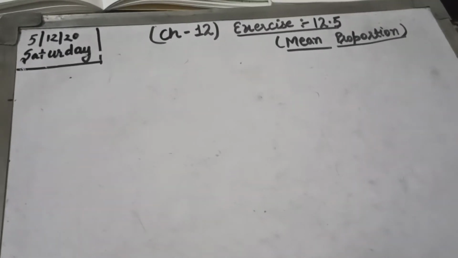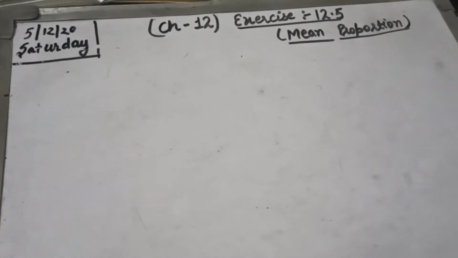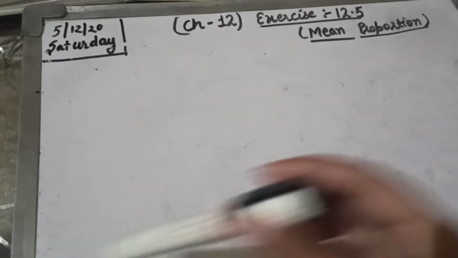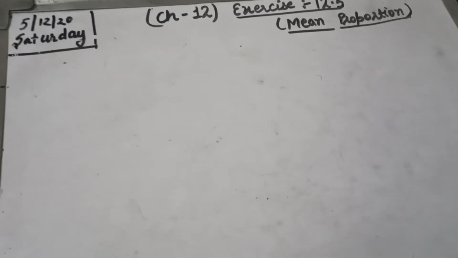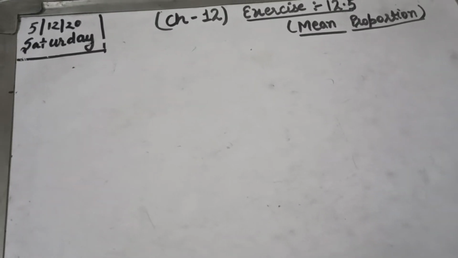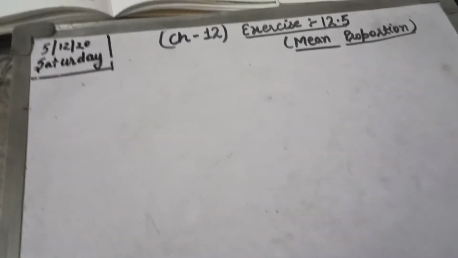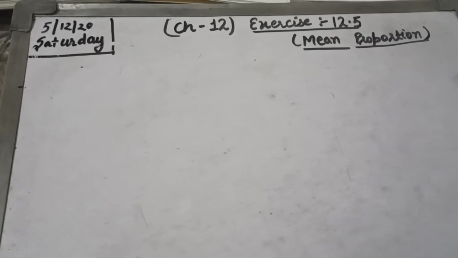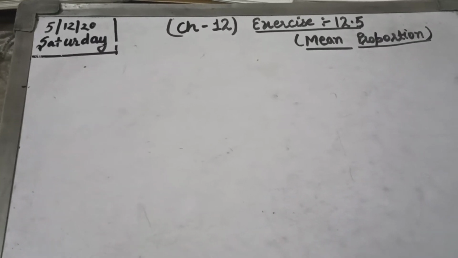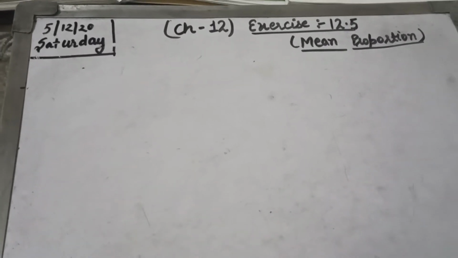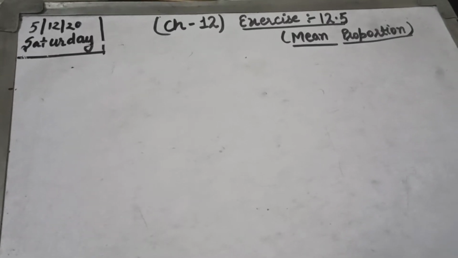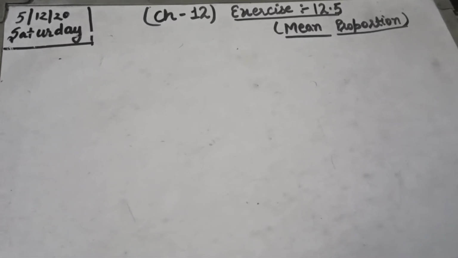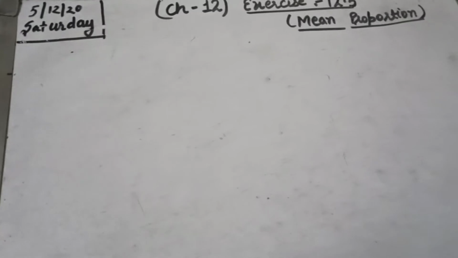Today we will continue our chapter 12. In this chapter 12, we are on exercise 12.5. So today we will do our exercise 12.5 of chapter 12. In this exercise, you will study about mean proportion. In the previous lecture, we have done exercise 12.4.